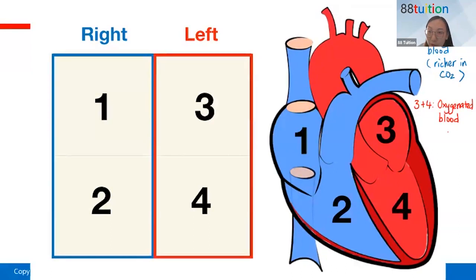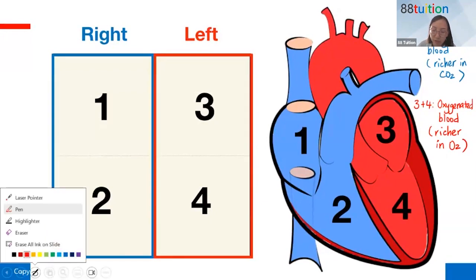So oxygenated blood, meaning the blood that flows through room number 3 and room number 4, is richer in oxygen gas. Is everybody clear? Yes, Javier. Type your question into the chat or you can unmute yourself.